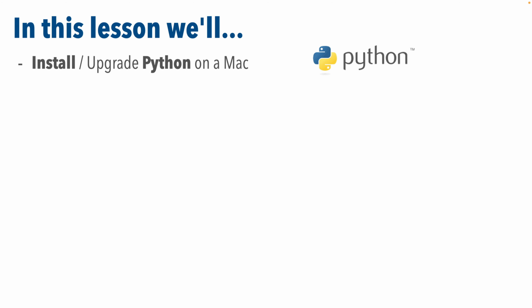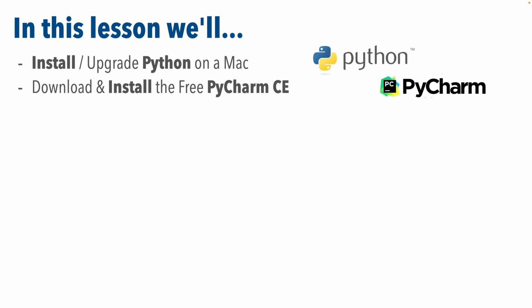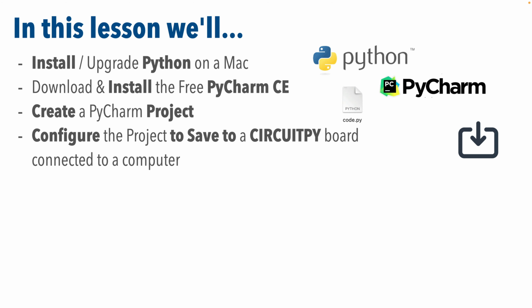So here's what we'll do. We'll make sure that our Macs have the latest version of Python. We'll download and install PyCharm CE. That's the free version of PyCharm. We'll create our first PyCharm project. We'll set the project up so that it saves our program to the CircuitPy board, not our computer. Remember, we want our programs to run on the board, not our Mac or PC.